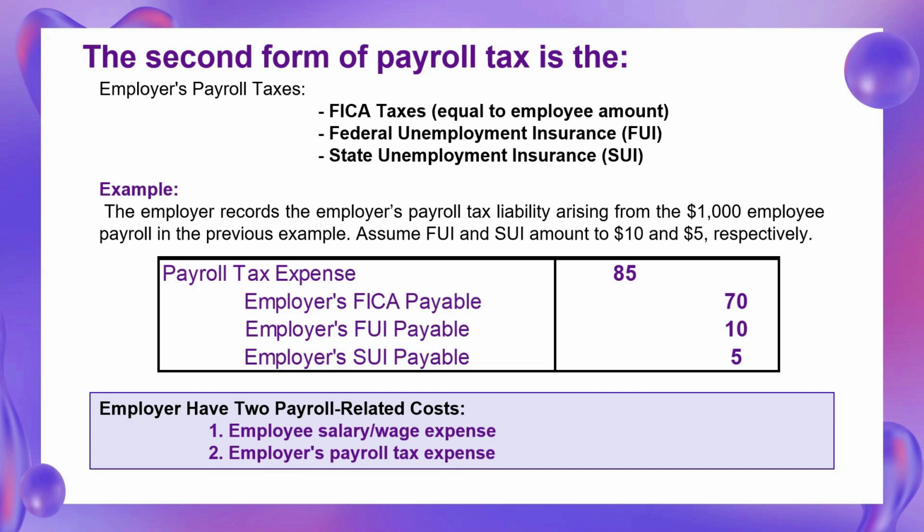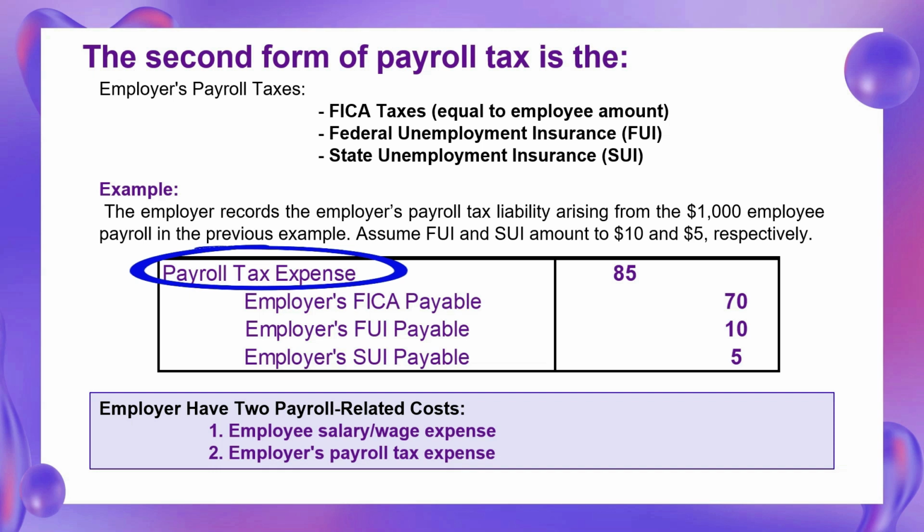How would we account for this employer payroll tax? Let's look at an example. For example, the employer is going to now record the employer's payroll tax liability arising from the $1,000 employee payroll that we discussed in the previous example. Assume that the FUI, Federal Unemployment Insurance, and State Unemployment Insurance, SUI, amount to $10 and $5 apiece, respectively, given the payroll of $1,000.